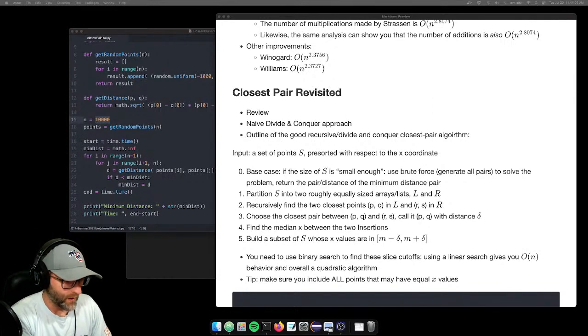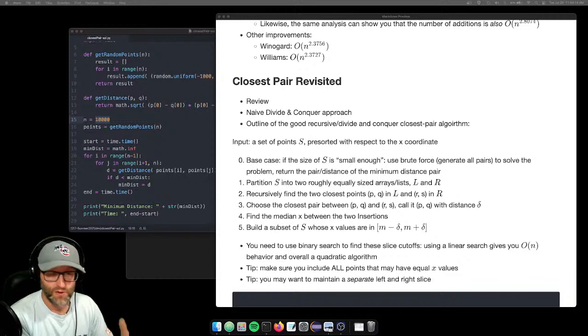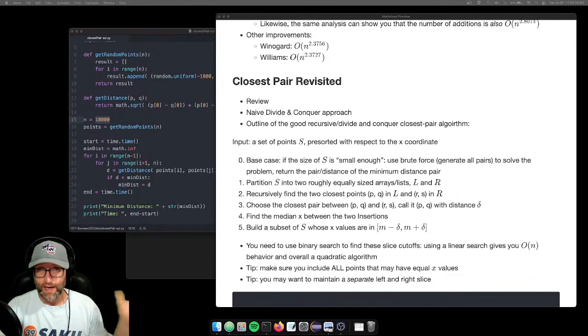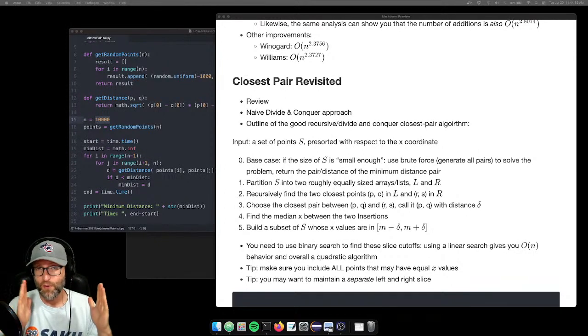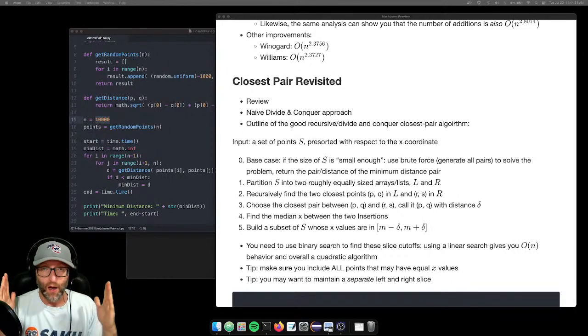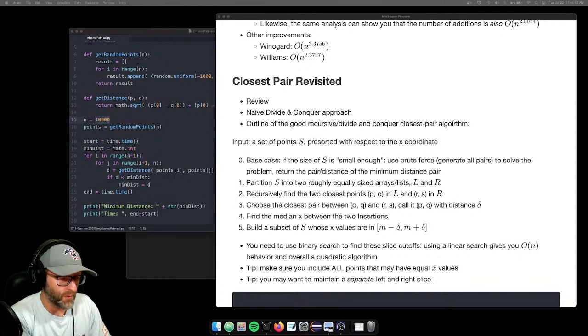Okay. Another tip here: you may want to maintain a separate left and right slice. Right? Don't just throw them all in. You could take the entire set S and then winnow it down to the left and the right slice, but it is going to be helpful to keep those slices separate. And so what you're going to want to do is find the cutoff point in the left partition and then the cutoff point in the right partition, and keep those two things separate, just for convenience, basically. You'll see here in a moment when we continue the algorithm.